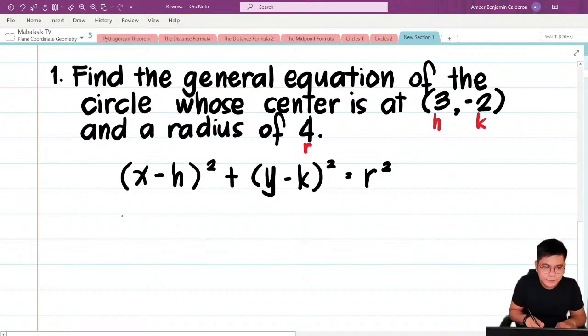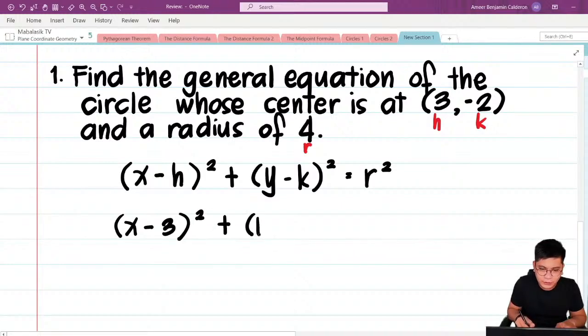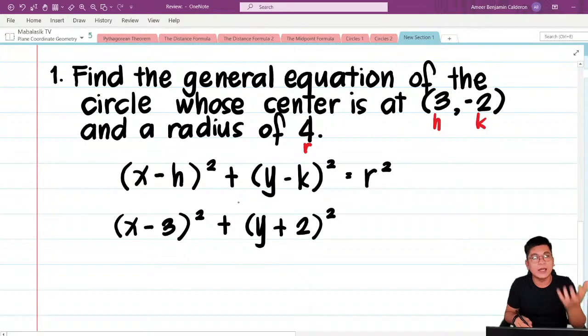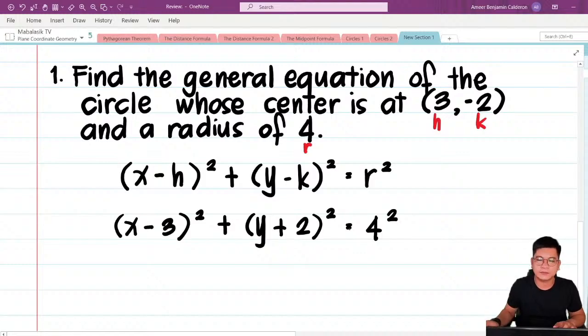We will have the quantity of x minus 3 squared plus the quantity of y plus 2 squared. Why is it plus 2? Because it is a minus negative. And when a negative is preceded by a minus, we write plus. It's equal to r squared, that is going to be 4 squared.